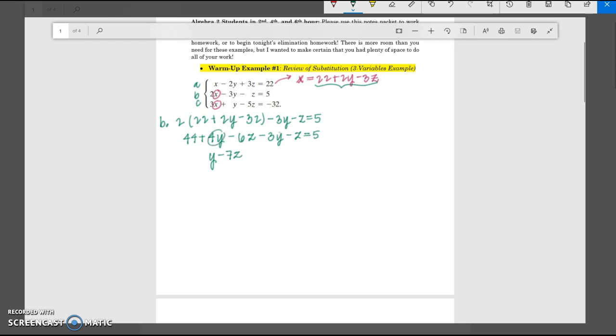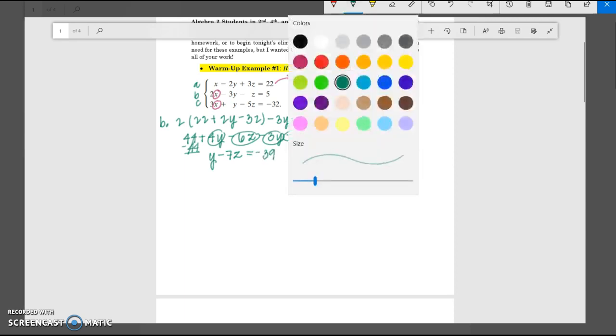So I combined this y and this y to get to the 1, and then the negative 6 and the negative 1 becomes the negative 7. At that point, I'm going to need to subtract 44 from both sides so I can combine my constants. So over here, I'll have 5 minus 44. Now 5, if I subtract 44 away from that, is going to give me negative 39. So I end up with y minus 7z equals negative 39.